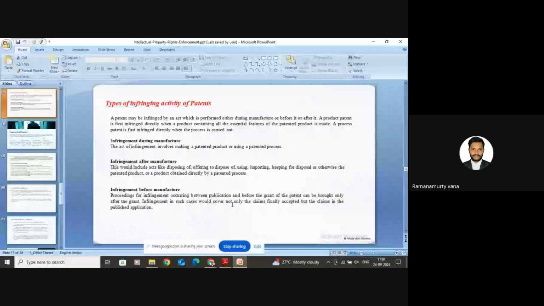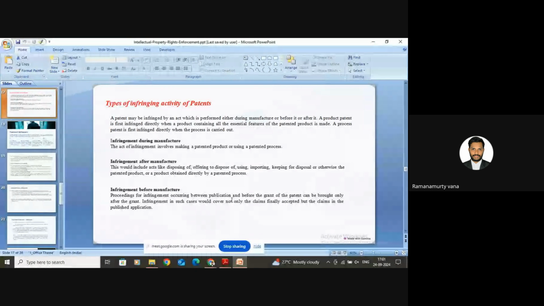The infringement of patents can be taken into three categories: infringement during manufacture, infringement after manufacture, and infringement before manufacture. Infringement during manufacture: the act of infringement involves making a patented product or using a patented process.